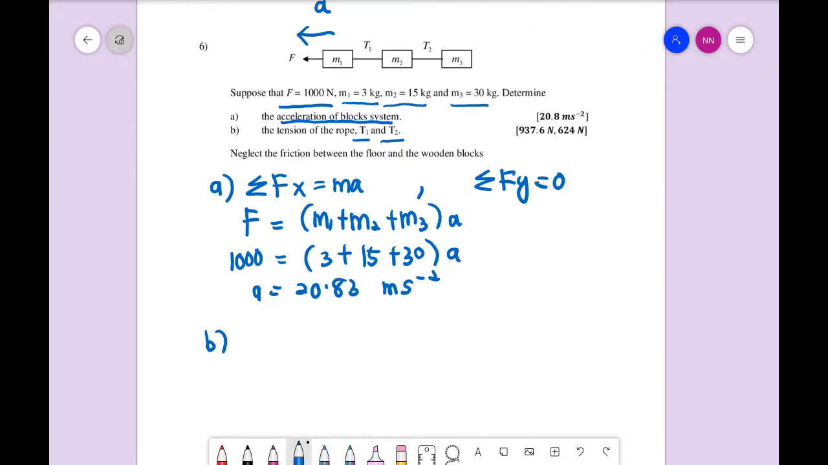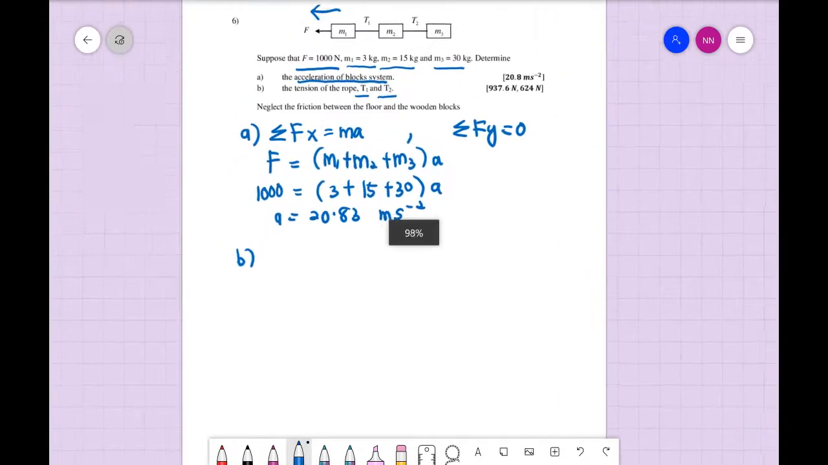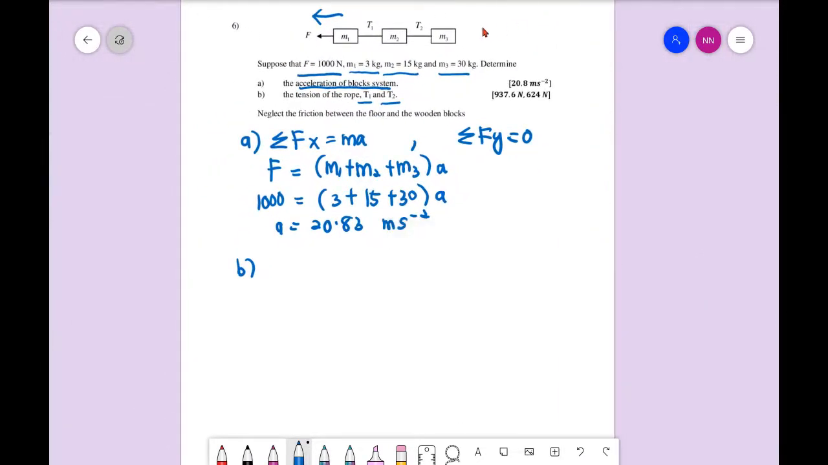And then for question B, tension of the rope T1 and T2. For this one, we have to solve by object. So we have three objects, M1, M2, and M3, so we will have three free body diagrams. For M1, it has force F to the left and T1 to the right.